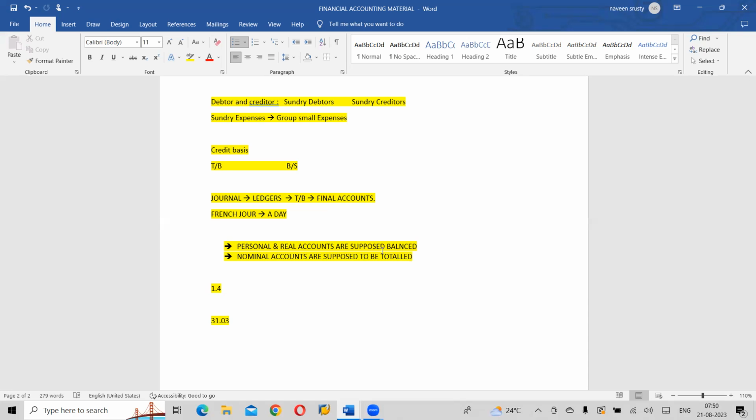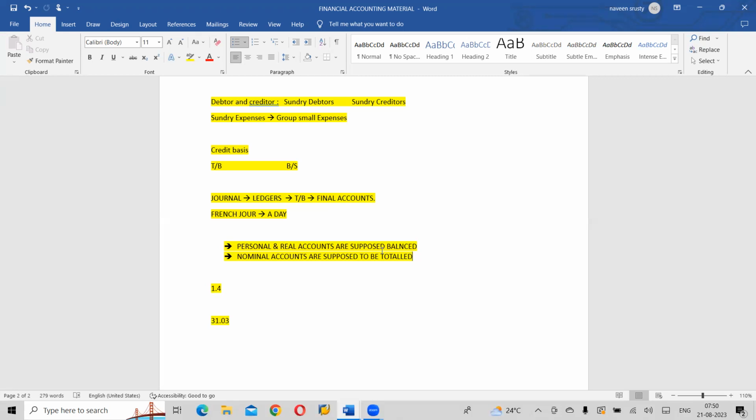For example, you have given a loan to someone, 1 lakh rupees on 1st April. On 1st September, out of 1 lakh, he has returned you 80,000. What is the balance left out? He needs to pay you 20,000. On 1st April, you gave 1 lakh to him, and he repaid 80,000 on 1st September.